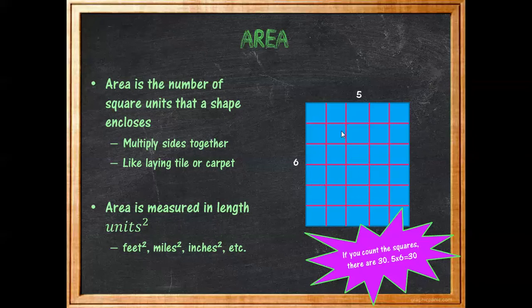Okay, so here, if you notice, there's six squares down, five squares across. You just multiply them together. 6 times 5 is 30. And if you were to count the squares, you would count that there are 30 of them.